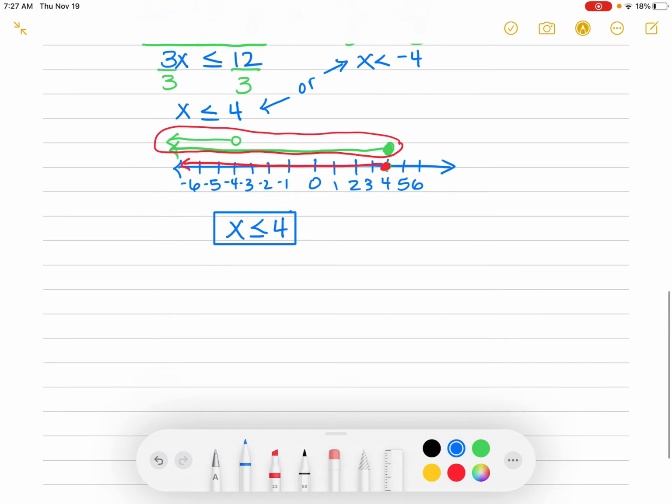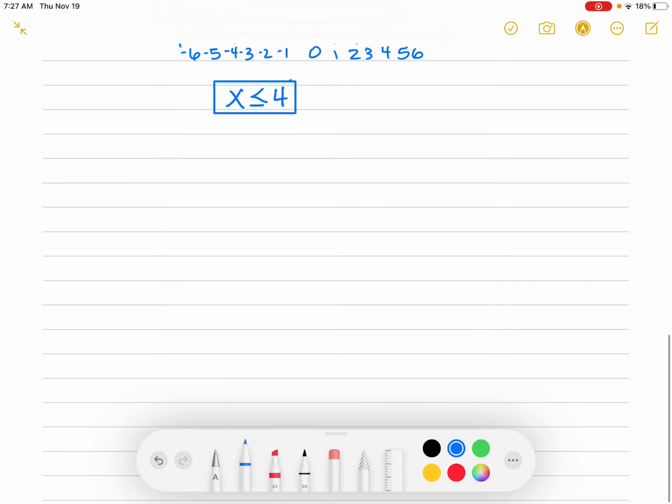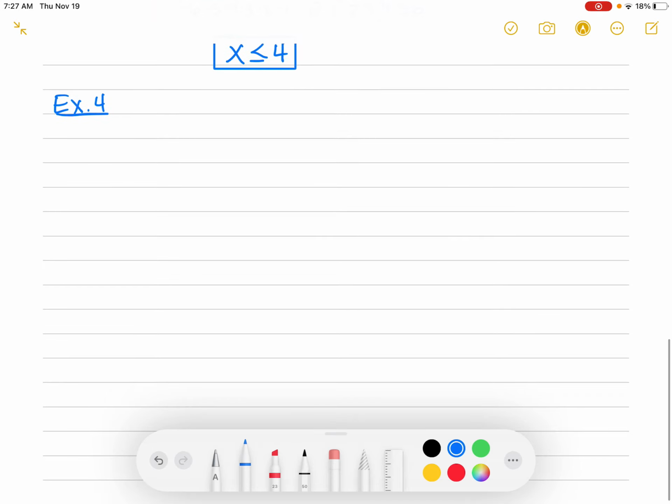And our last problem, example 4, is once again one where we are going to have to solve it. We have 3x minus 6 is less than or equal to 12, or 5x is greater than -25. Okay, so let's go ahead and solve both of these.